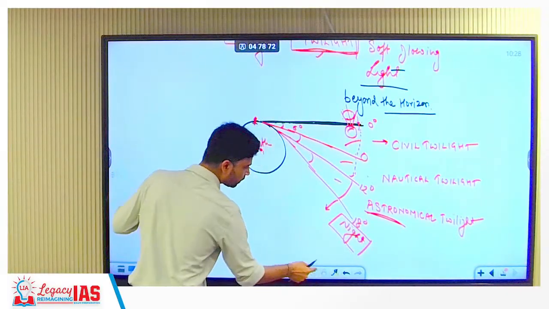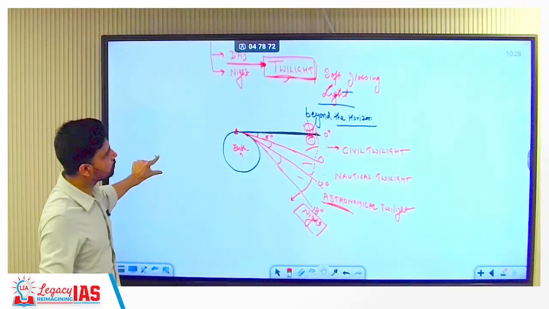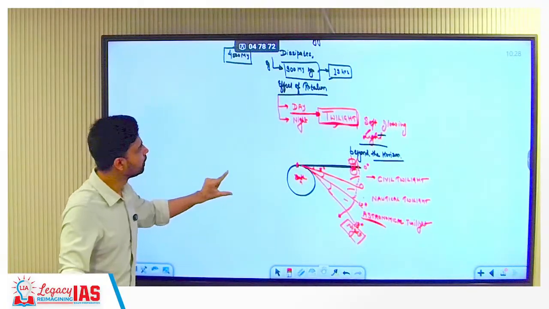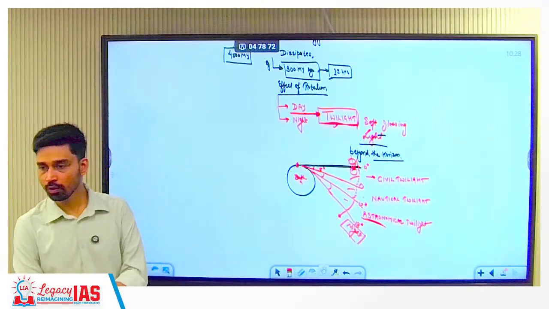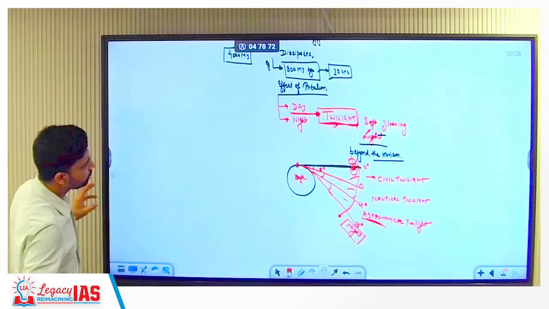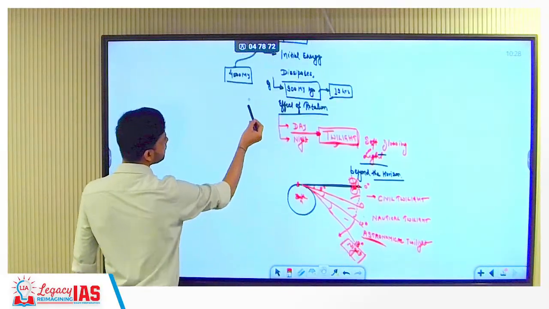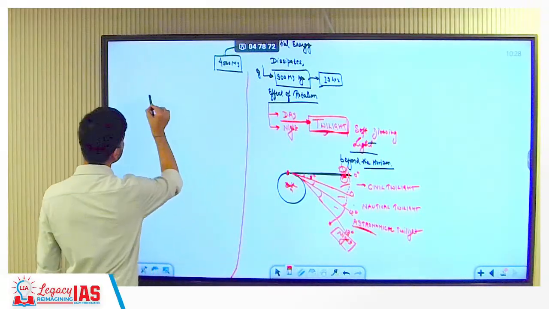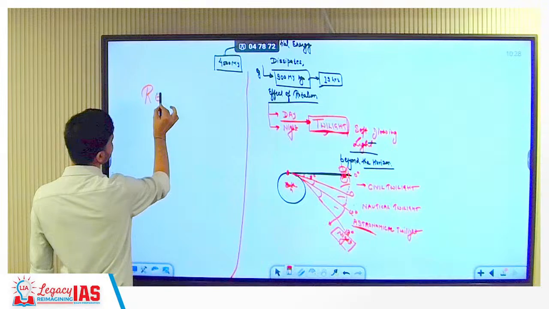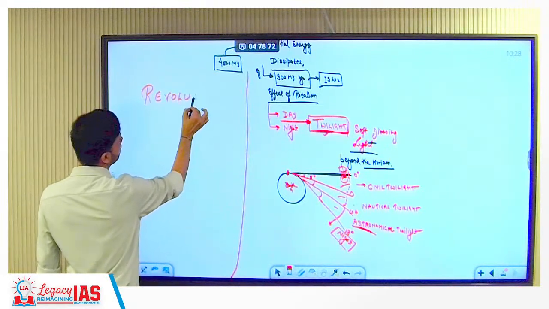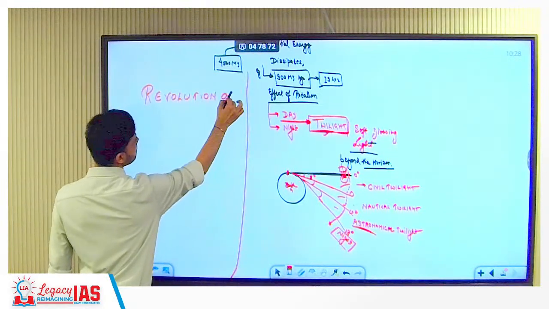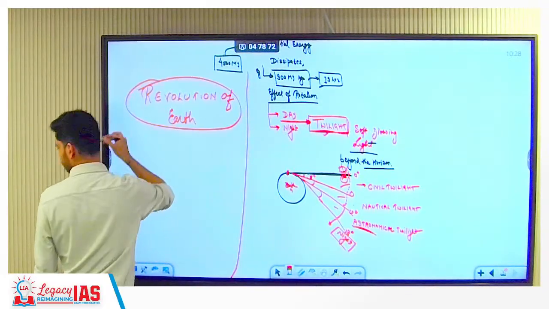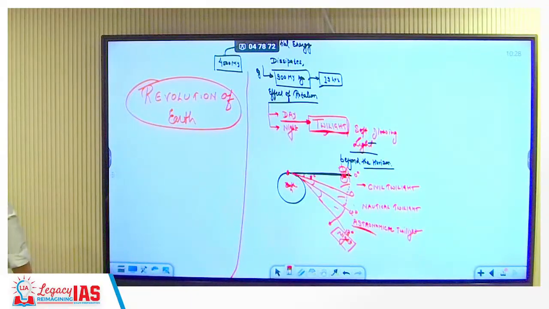So these three things, the occurrence of day, the occurrence of night, and the occurrence of twilight, can be considered as a result of what? The rotation of the earth. That is a simple first phenomenon. The second type of motion which the earth exhibits is referred to as what? Revolution. So we can write revolution of earth.